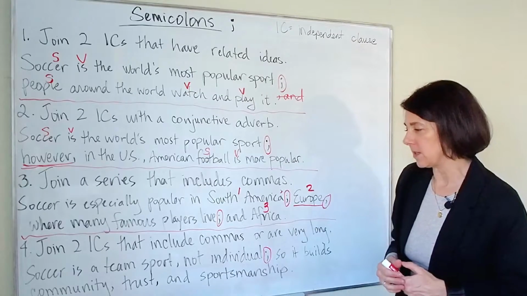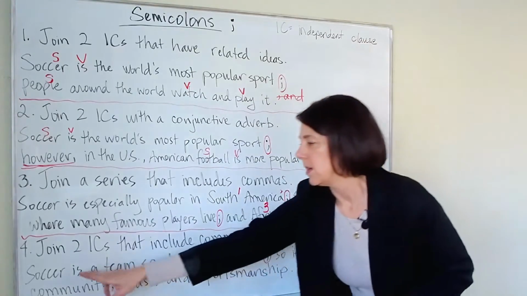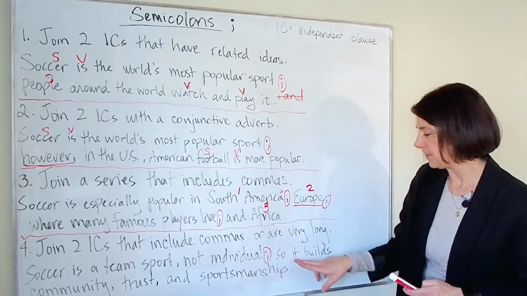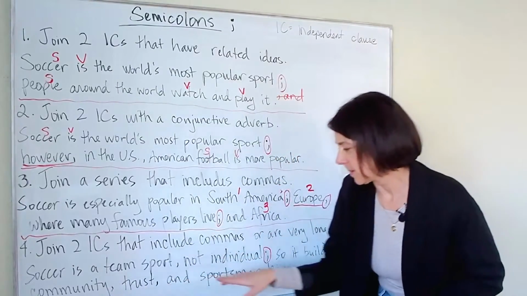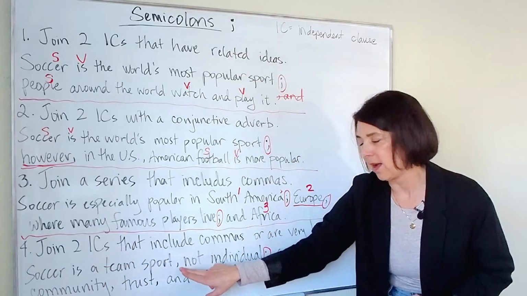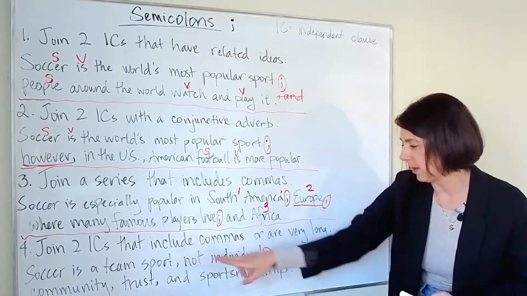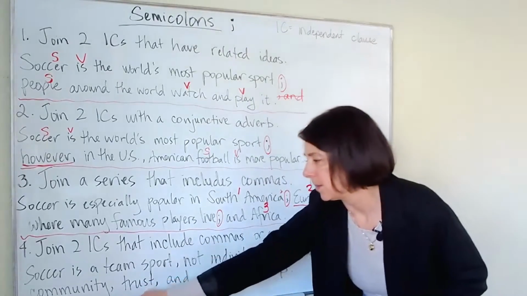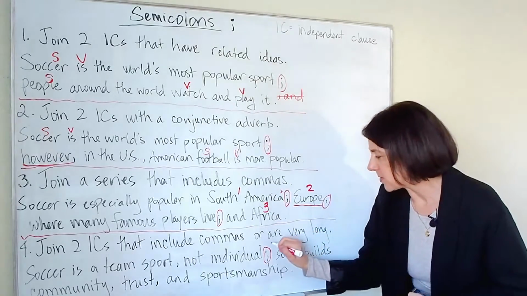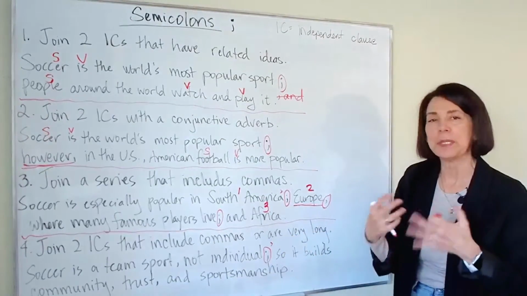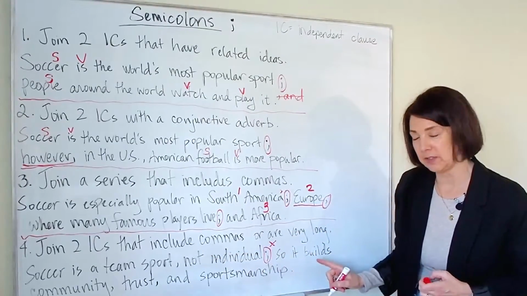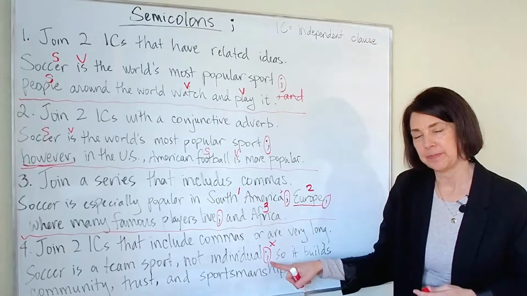So if you look at this sentence, you can see that we have 2 parts. Soccer is a team sport, not individual. And then we have a second part. It builds community, trust, and sportsmanship. Inside each of these parts, we have commas. So here we have 1 comma, and then in this part, we have 2 commas for this series. As a result, we are not going to use a comma here because we already have so many commas in the sentence. So to separate the sentence clearly, we're going to use a semicolon.